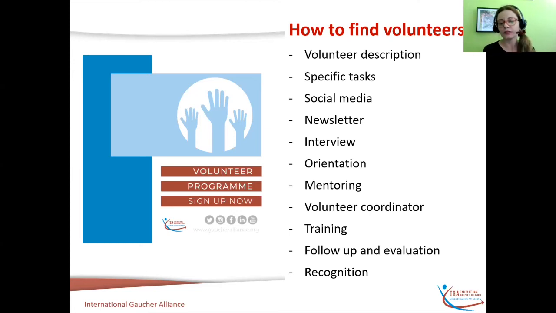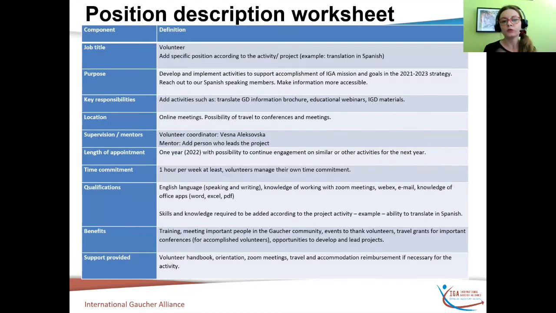So it's very important. Yes, you do the recognition, the retention, you do the induction, but you have to do also follow-up and evaluation. If you don't do that, you won't know what's wrong with the program, what can be better, and what's good with the program, and you need to step it up and make it even better. So do not forget that.